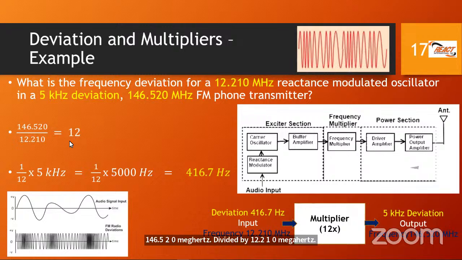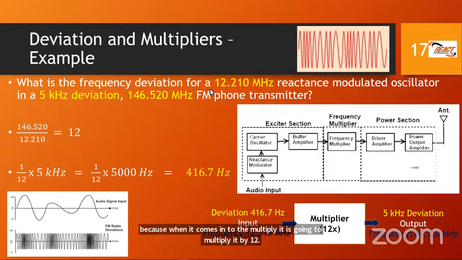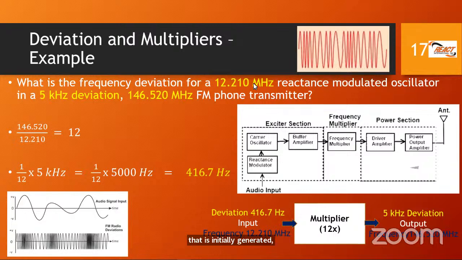So you can check that for yourself, use the calculator, and you'll see that that 12 simply means that the multiplier stage, the frequency multiplier, is multiplying whatever it gets in by 12. But note, it's not only multiplying the frequency, it's going to multiply the deviation as well. So because we want to end up with a 5 kilohertz deviation, for us to figure out, working backwards, what should be input deviation, we need to divide this by the same 12, because when it comes in to the multiplier, it is going to multiply it by 12. So we have to divide by 12 to know what deviation needs to accompany the frequency that is initially generated, 12.210. So we need to divide it by 12.